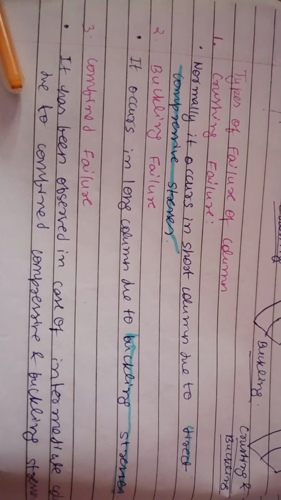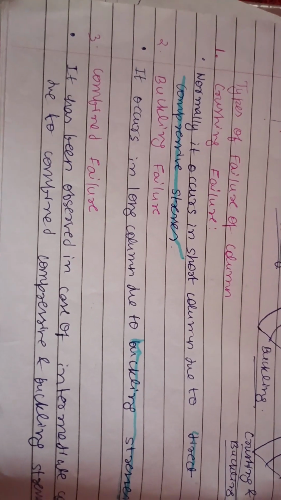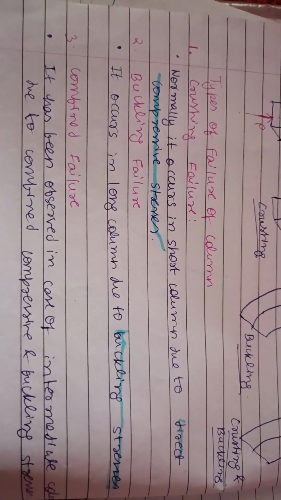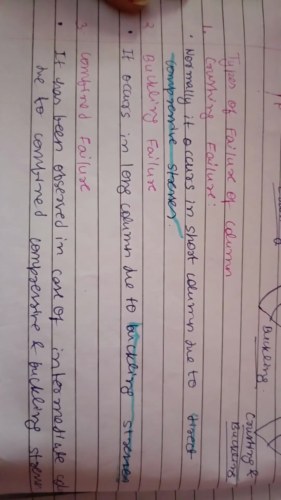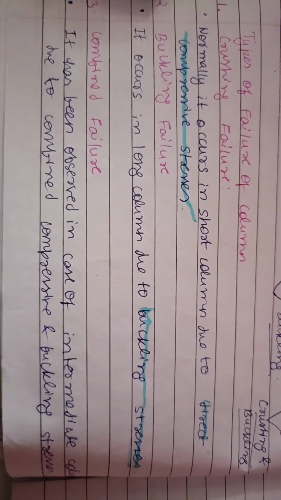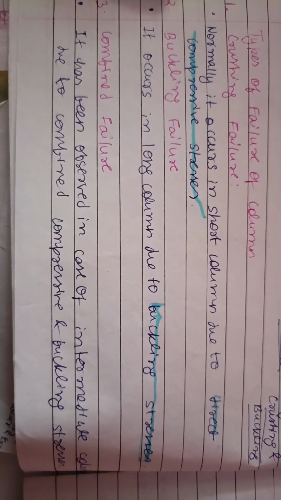Now combined failure, as its name suggests, occurs where both buckling and crushing occur. It has been observed in the case of an intermediate column due to combined compressive and buckling load.